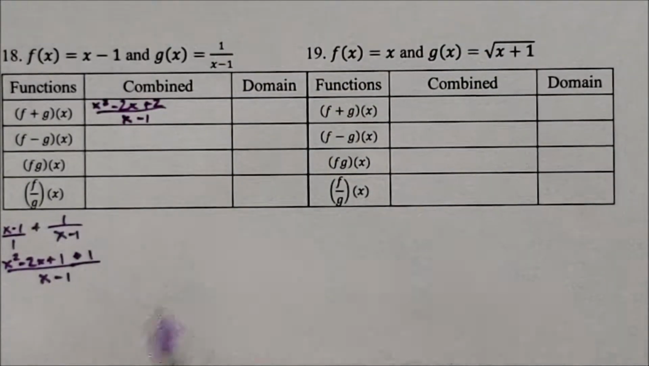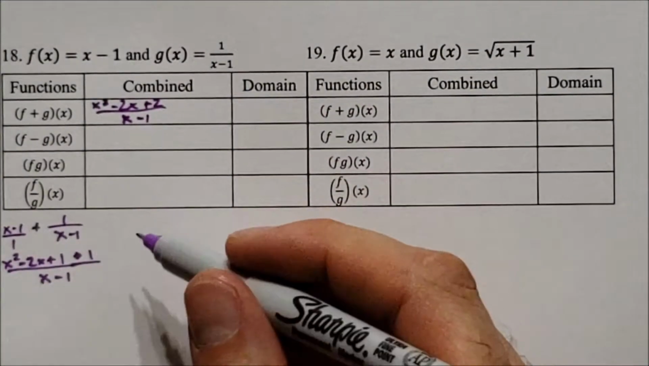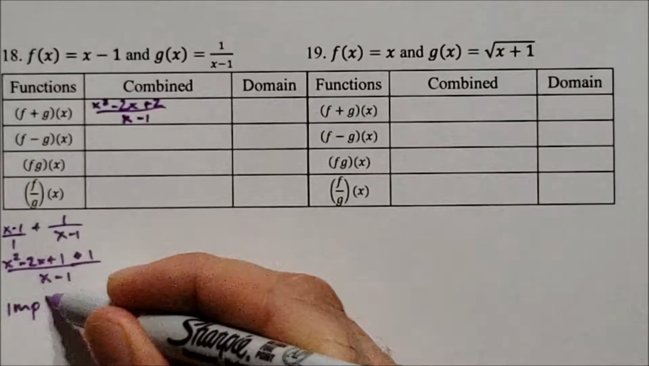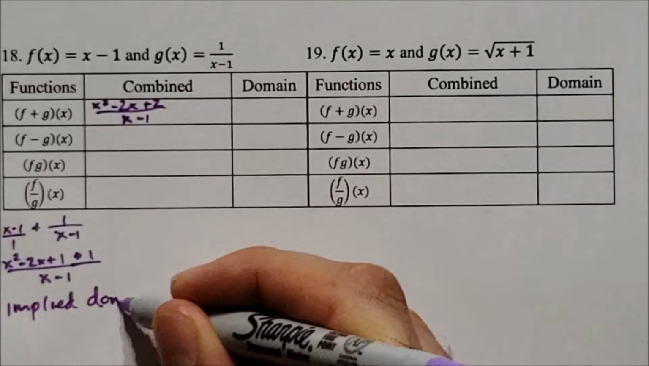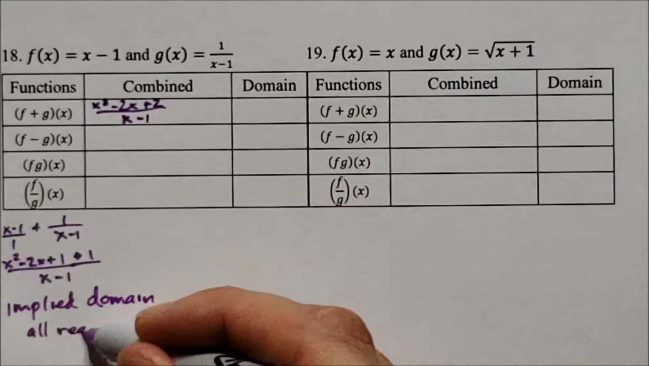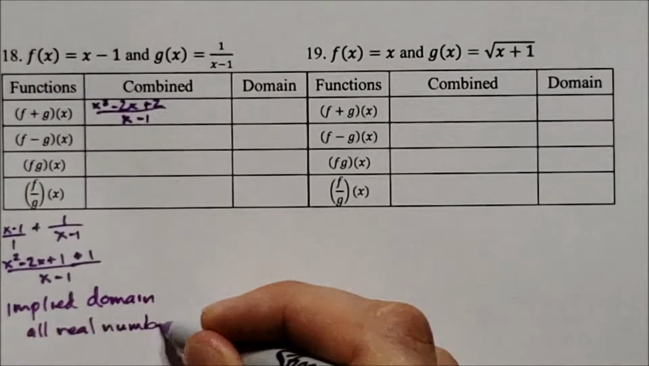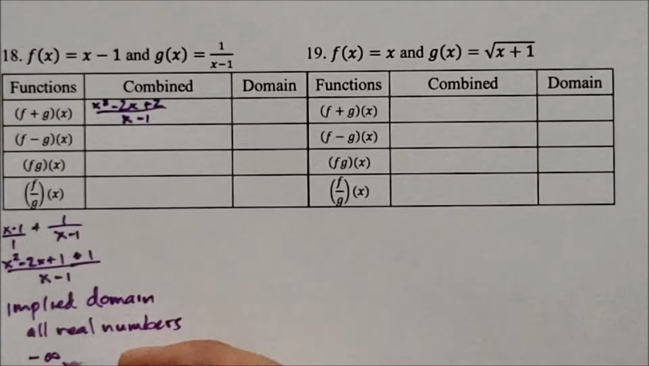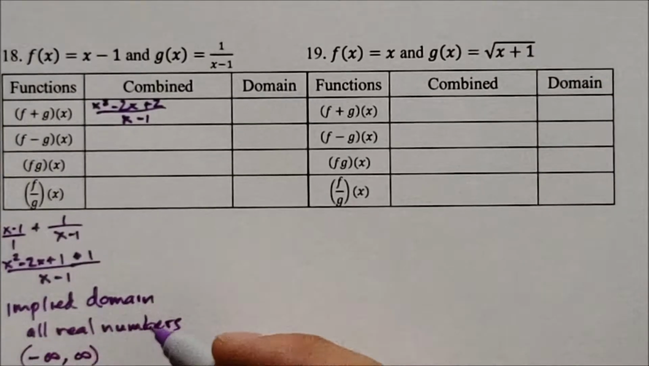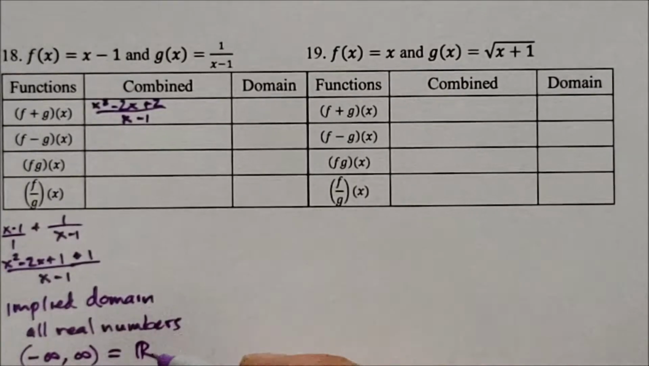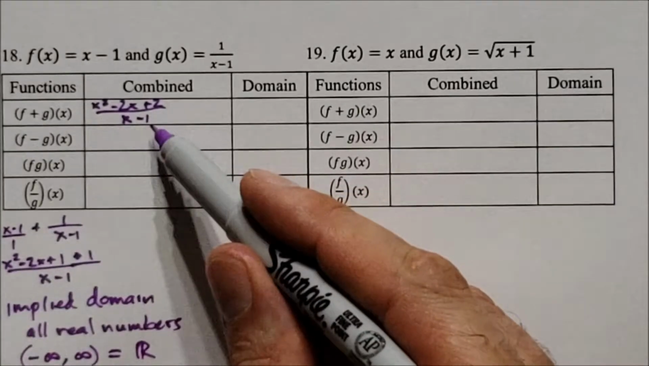Now our domain is, if we don't have any restrictions to the domain, we have an implied domain of all real numbers. Now we can write that a few different ways. All real numbers can be written from negative infinity to positive infinity, or we can write it as a shadow capital R. Now in this case, we have a denominator.